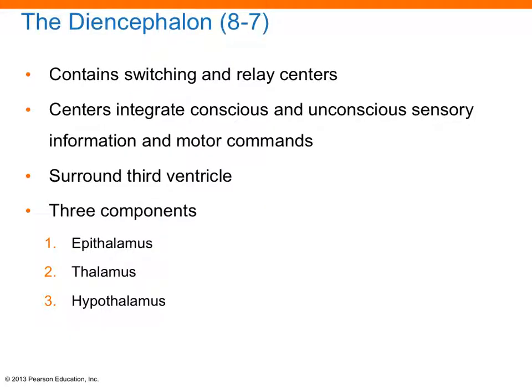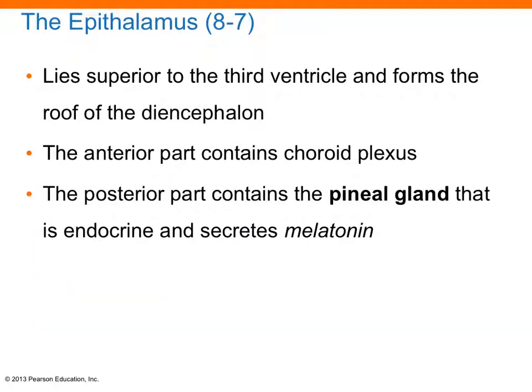Now, the diencephalon. The diencephalon is made of three areas: the epithalamus, thalamus, and hypothalamus. It contains the switching and relay centers, and the centers integrate conscious and unconscious sensory information and motor commands. The epithalamus lies superior to the third ventricle and forms the roof of the diencephalon. The posterior part contains the pineal gland, and that's very important. It's stimulated by light, and it's part of the endocrine system, and it secretes melatonin.